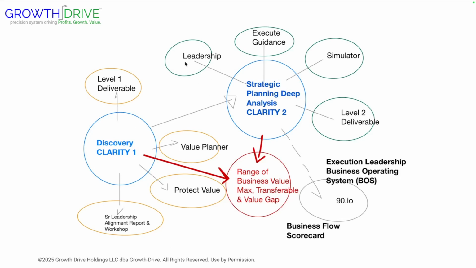How do we allocate accountability? Execute guidance: what are we going to do to move the business forward? Simulator: what will it look like in the future? Level 2 deliverable: what are the building blocks, the bricks we can use for strategic planning? A complete execution leadership business operating system, rhythm of meetings, tempo, and a business flow scorecard, a flash report. That flash report is embedded in 90. You can also get it as a template. You want it wherever you want to put it. We will give it to you, and you'll be able to use it as a first draft to help your client every single week keep score of their progress.